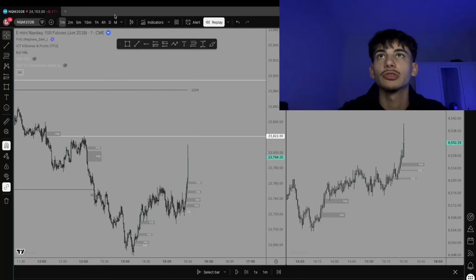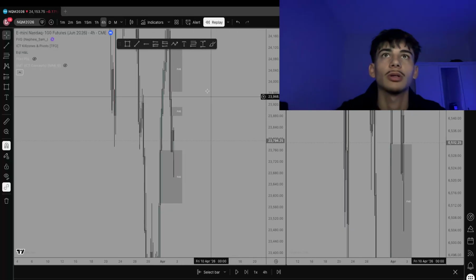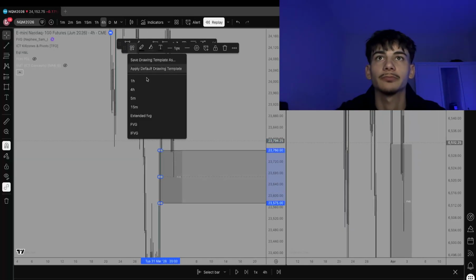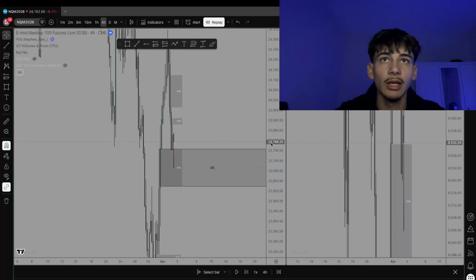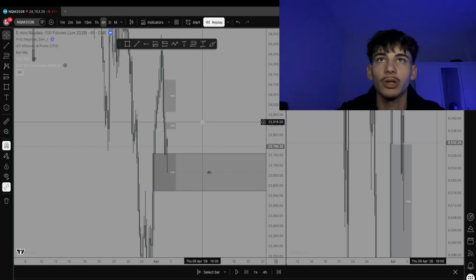Before market opens, what do we have? First of all, we analyze the higher time frame. So where do we want to go? What are we doing right now? As you can see right now, we're inside of a 4-hour gap. And we tap the CE, so the middle of the 4-hour gap.